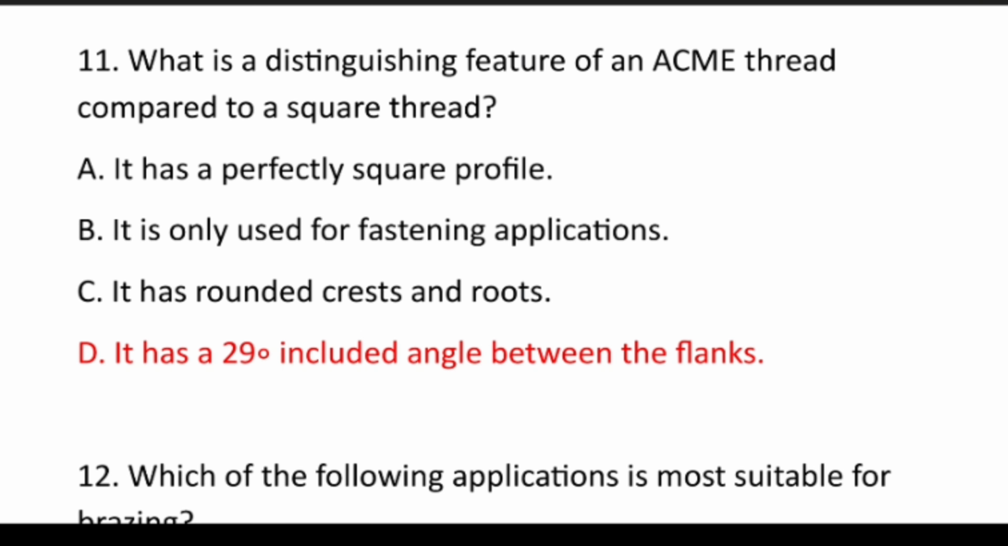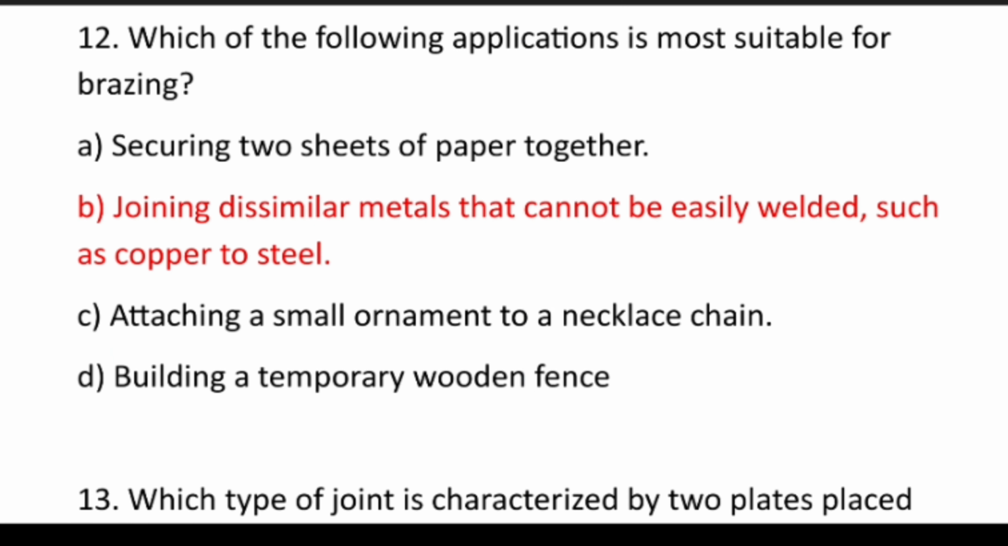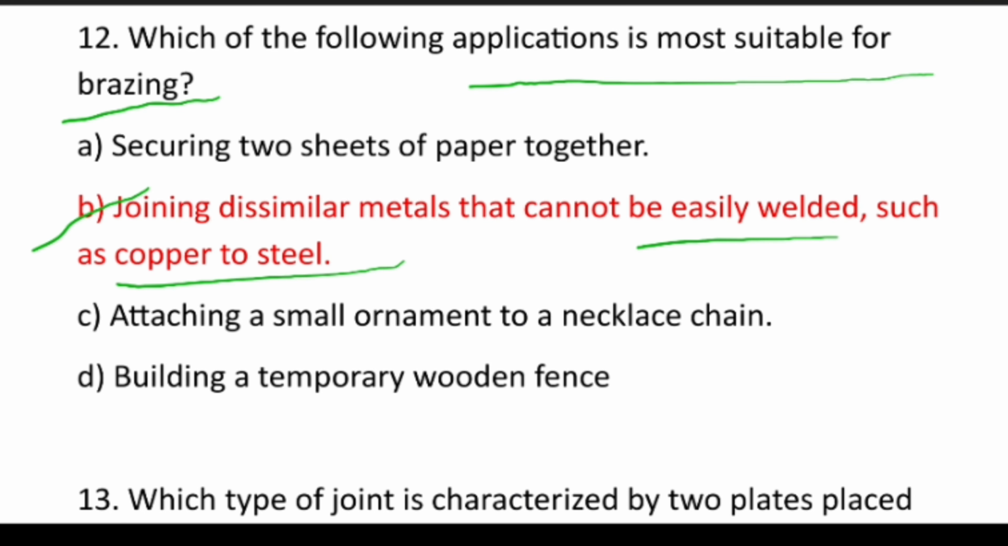Next, what are the distinguishing features of an ACME thread compared to a square thread? Option D, it has a 29-degree included angle with a flange, will be the answer. Which of the following applications is most suitable for brazing? Option B, joining dissimilar metals that cannot be easily welded, such as copper to steel.